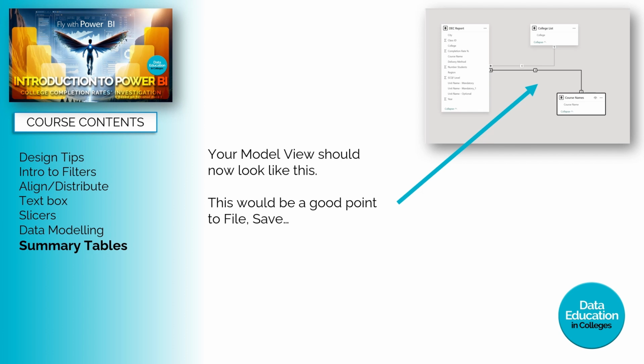Now your model view should look like this. We've got 2 summary tables now attached.